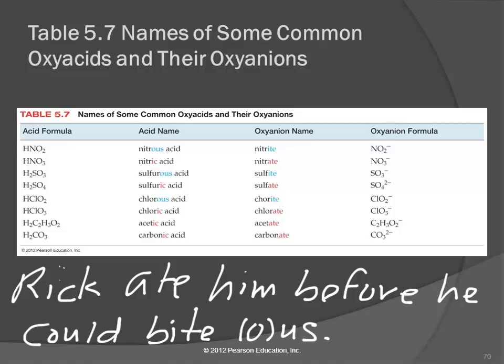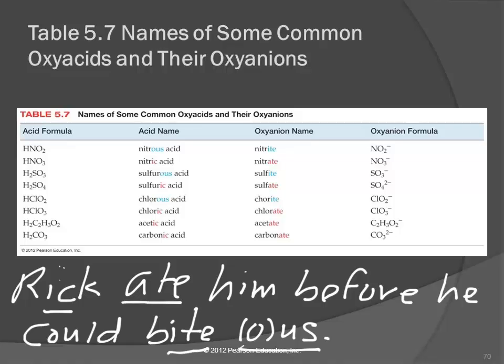Okay, so here's the ick. Ick and ate go together. If the name of the anion ends in ate, like nitrate or sulfate or phosphate, you change ate to ick. So nitrate becomes nitric acid, sulfate becomes sulfuric acid. And ite goes with us. So if it's sulfite, then it's sulfurous acid. Okay, Rick ate him before he could bite us.